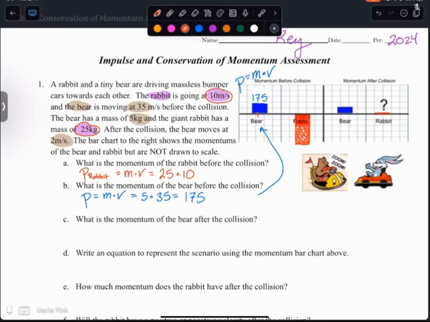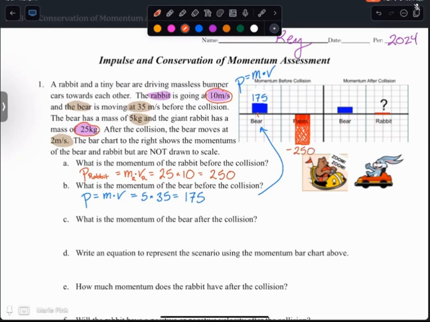And then the momentum of the rabbit in part A is mass of the rabbit times the velocity of the rabbit, which is going to be 25 times 10, which is 250. But this rabbit's going the opposite direction, so that's why it's going to be negative 250.